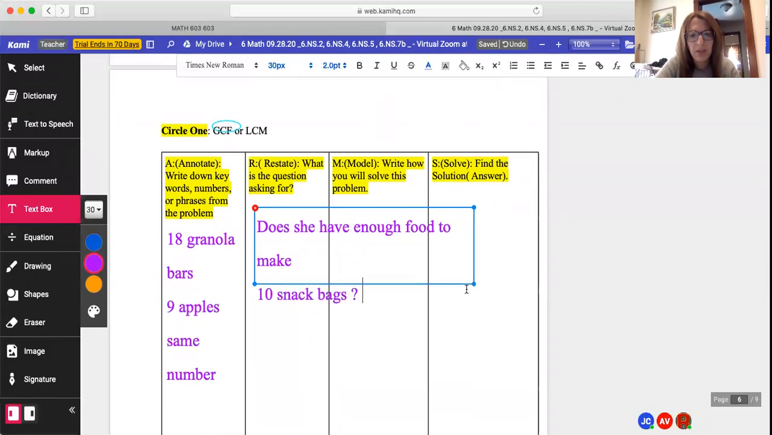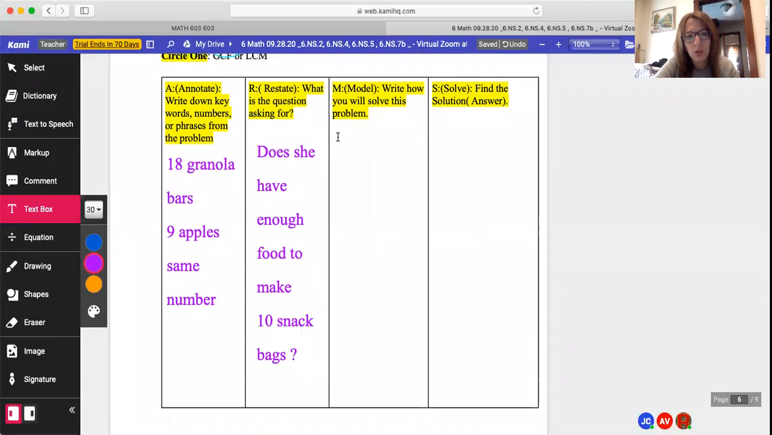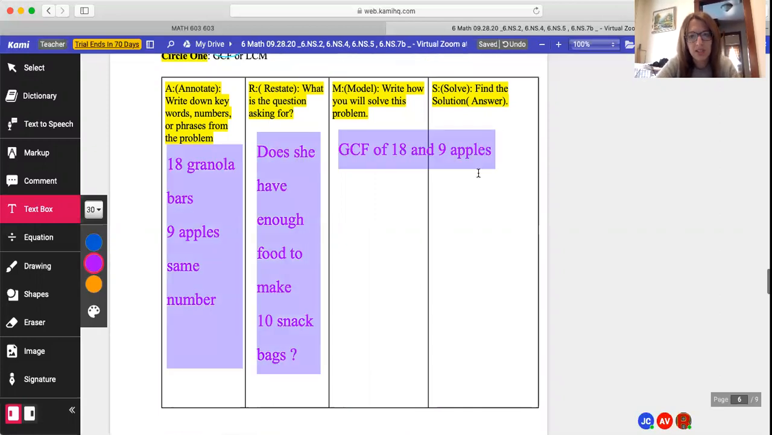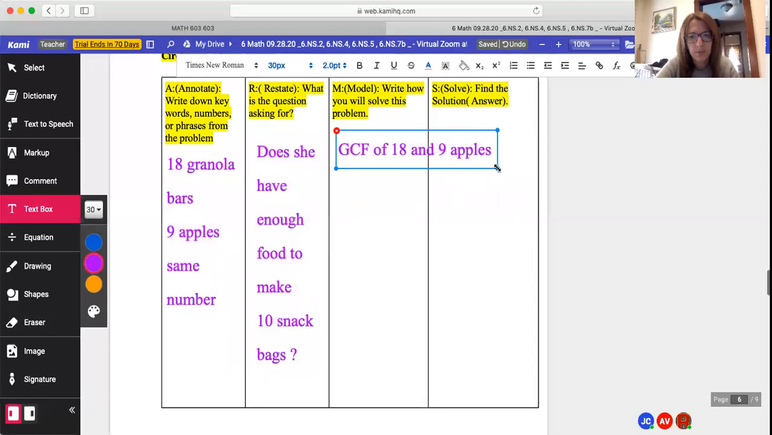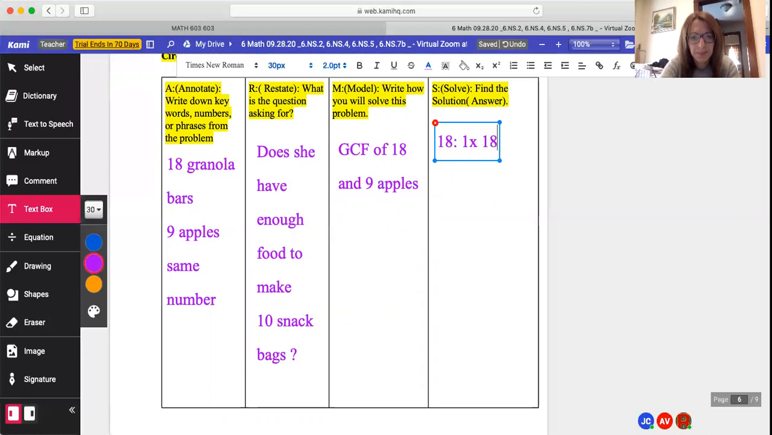So how are we going to figure that out? Well, we've got to find the greatest common factor. So we're going to find the GCF of 18 granola bars and 9 apples to determine what that GCF is first. So we're going to write 18. We're going to list the factors. 1 times 18. 2 times 9. And 3 times 6. Factors of 9. 1 times 9.